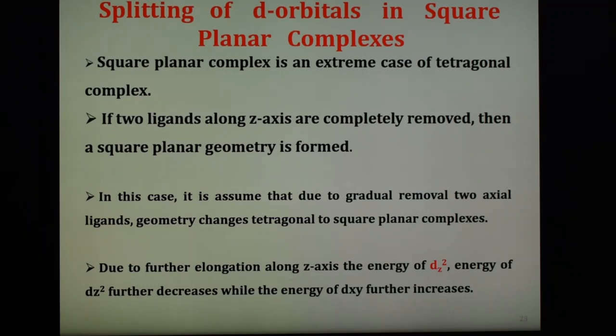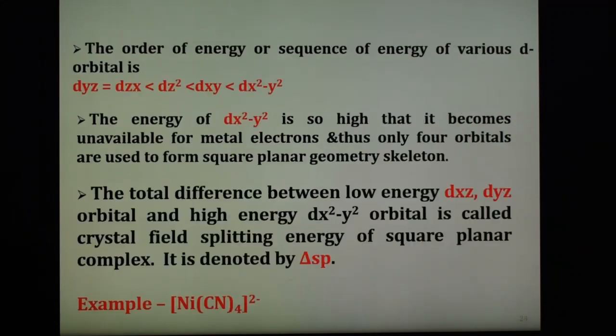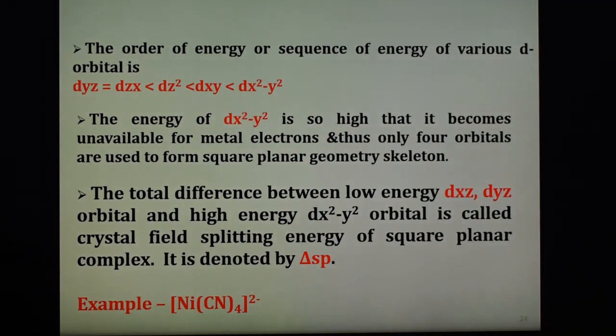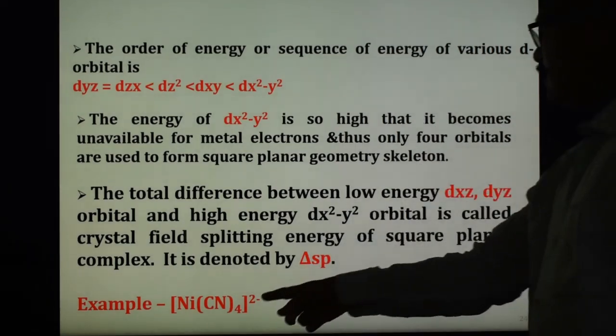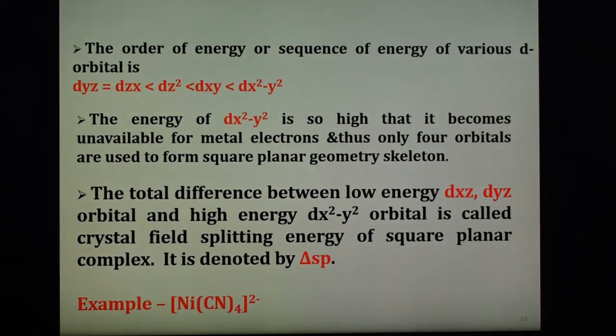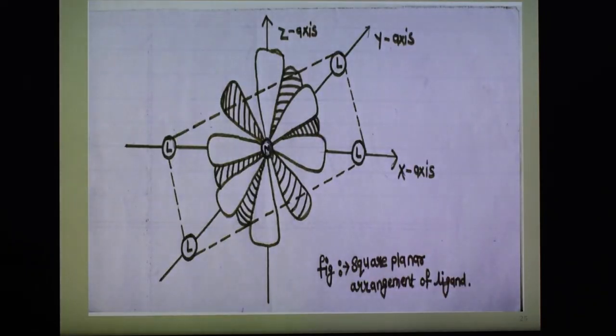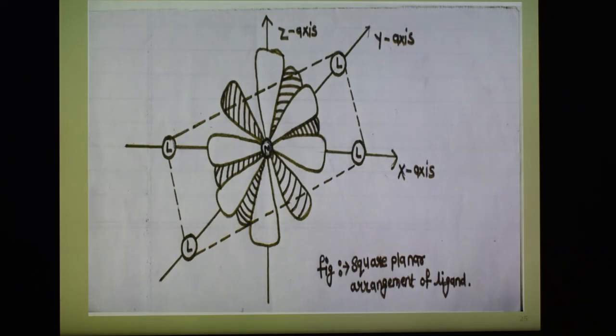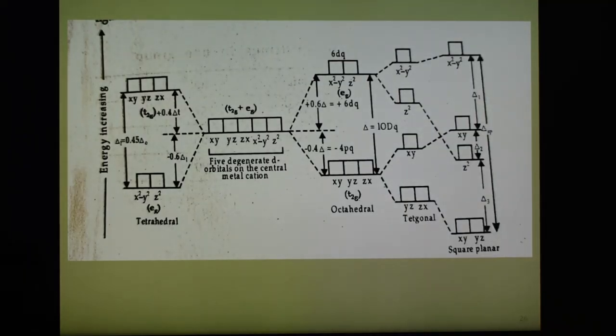In that case we get the square planar geometry. In square planar geometry, the order of orbitals is shown in the energy diagram. An example of this square planar complex is the tetracyanonickel(II) ion, where 4 ligands are arranged in a square planar manner around the central metal ion. This figure shows the arrangement of the 4 ligands around the metal ion, and this is the splitting energy level diagram of square planar complexes.